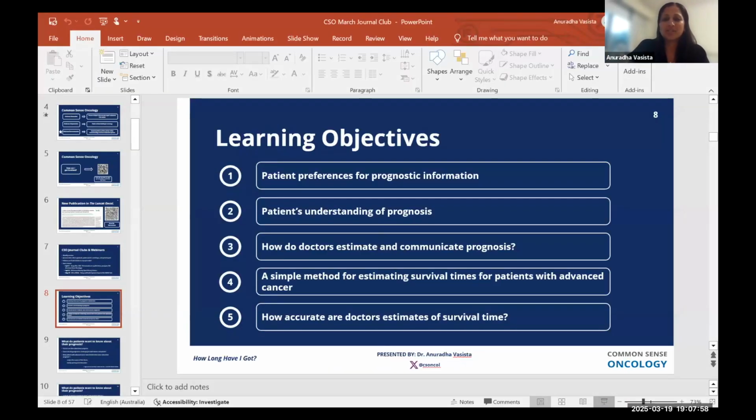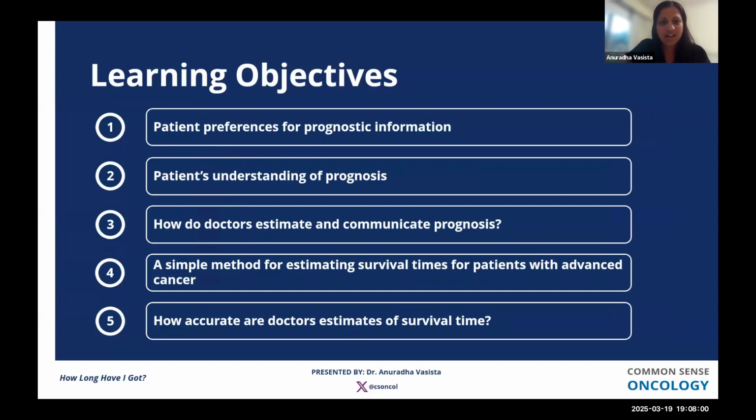And in terms of this talk, I've divided it up into 5 different sections. The first one is just getting an understanding of what patients actually want to hear about their prognosis. And to keep it in context, this is all patients with advanced cancer, so metastatic cancer patients. That's the population I'll be speaking about the whole time.